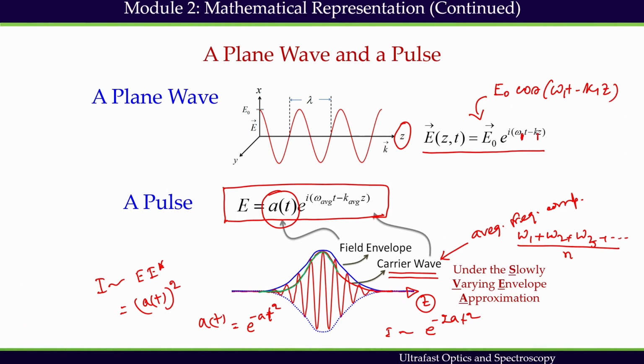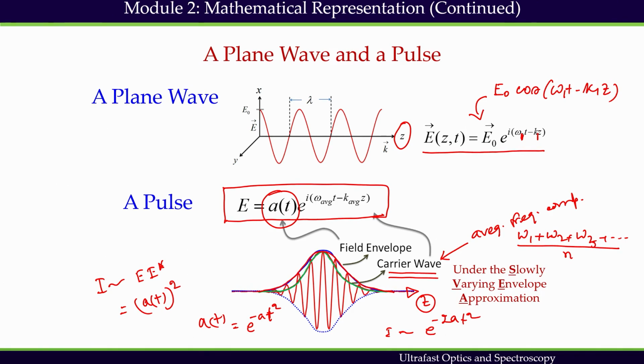If we consider both functions normalized, then the intensity profile is going to be like this, and its field envelope would look like this. So their widths are slightly different. And mostly we talk about intensity. In the intensity profile, we should remember that there is no oscillation. It is just an envelope function, an intensity envelope function.